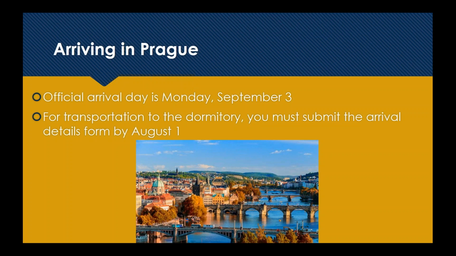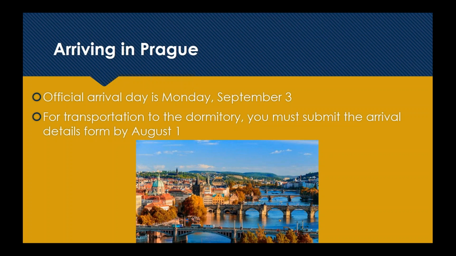But if you want to stay at the dormitory, you need to reserve a room, and it is at an additional cost. The cost of an extra night is 375 Czech crowns with an ISIC card, or 500 Czech crowns if you don't have an ISIC card. This is an international student identity card that I'll talk about later.